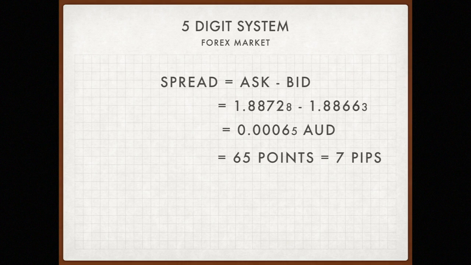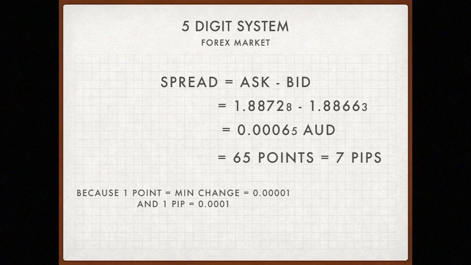So let's remember guys, even in the 5-digit system, a point is just the minimum change that a currency pair can experience. And in this case, it is 0.00001. If you multiply that by 65, you will get the spread, which is 65 points. On the other hand, you can say that the spread is approximately 7 pips. You can say 65 points is approximately 7 pips. Why? Because 1 point is equal to the minimum change, and the minimum change with the 5-digit system is 0.00001, and 1 pip, regardless of what system it is, is always equal to 0.0001.